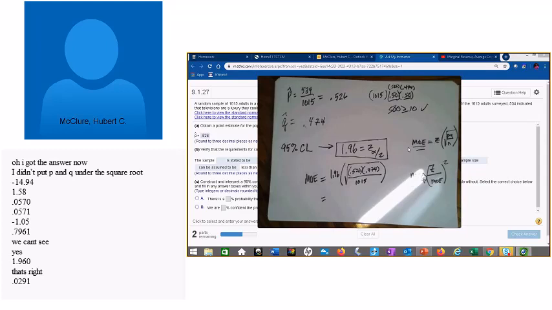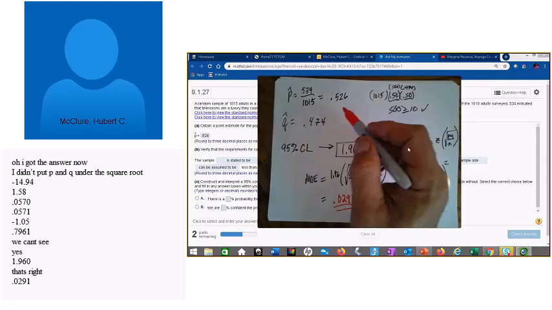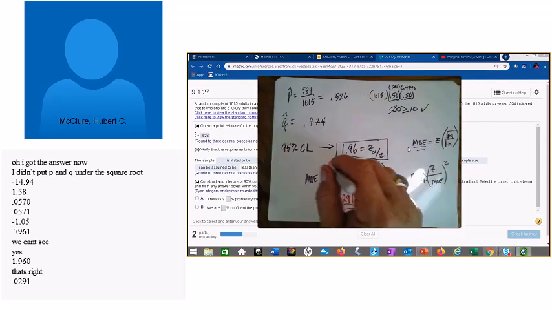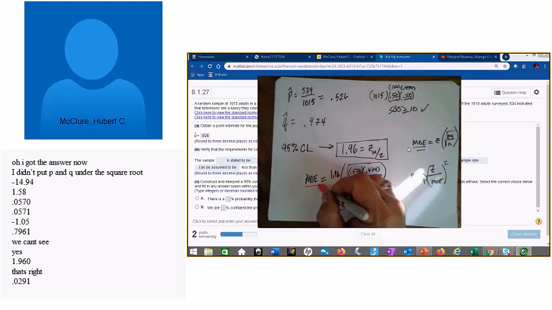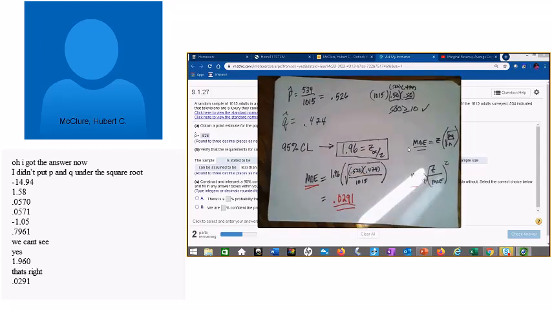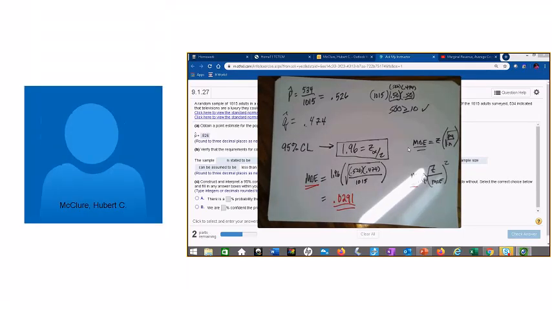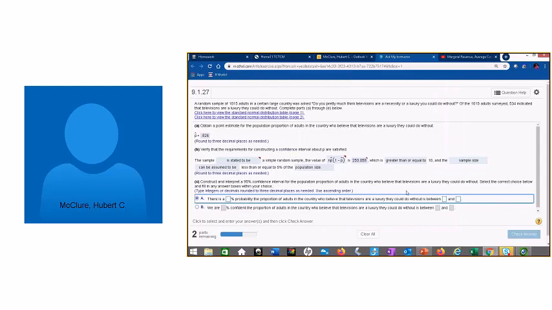0.0291, so 3%. Margin of error is 3%. 0.0291, and that's all I care about. I care about finding P hat, Q hat, getting a 95% confidence level, and finding the margin of error and the N. Now that we got the margin of error, we can figure N, which they don't want you to, because they've already got 1015. So 0.0291, or 2.91%, is going to be your answer. Okay?